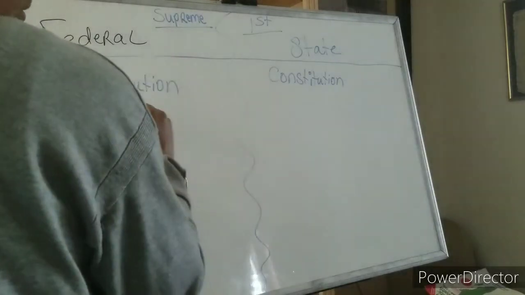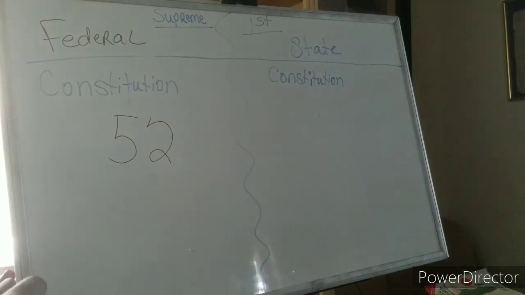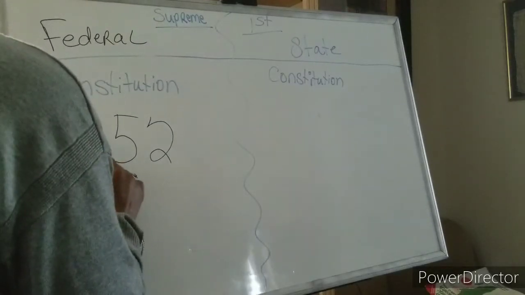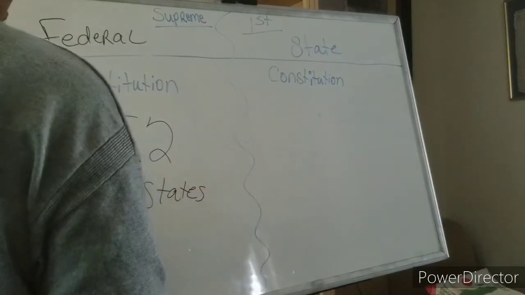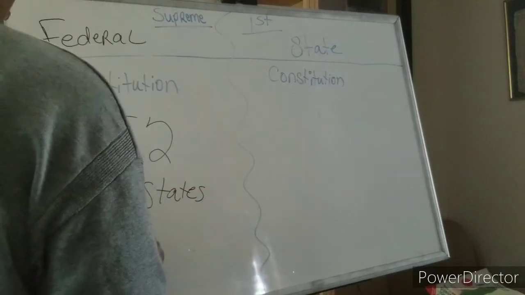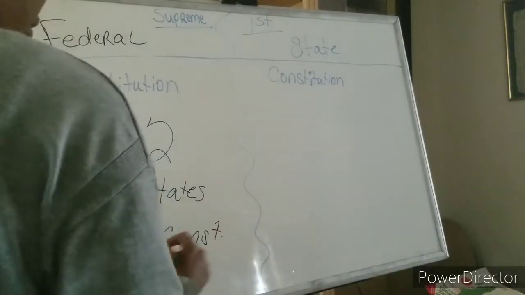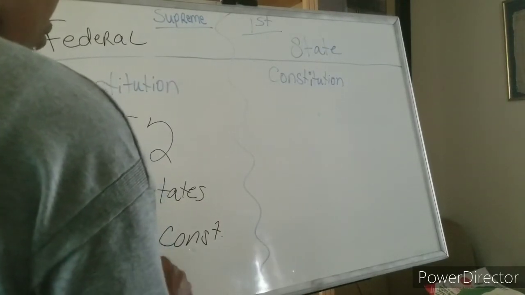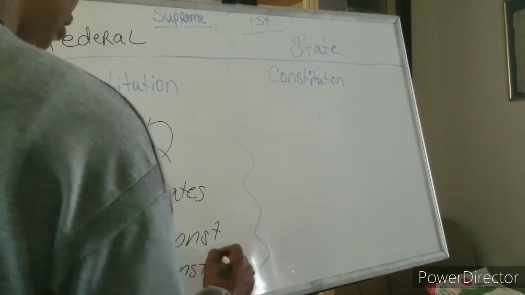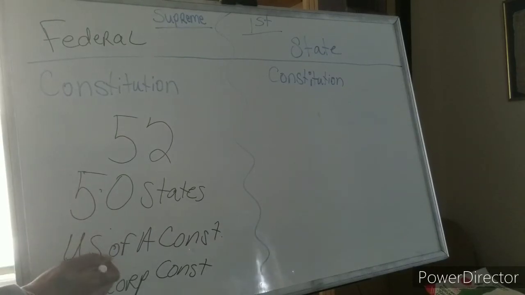So in all, we should have 52 constitutions. Why 52? There's 50 states. There's the U.S. of A Constitution. And then there's the U.S. Court Constitution. So 50 plus 1 and 2.